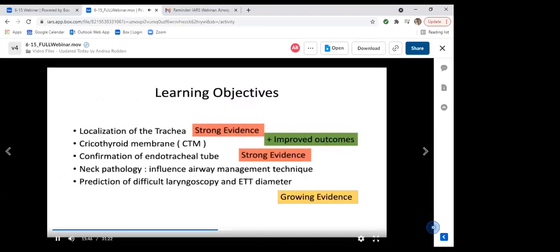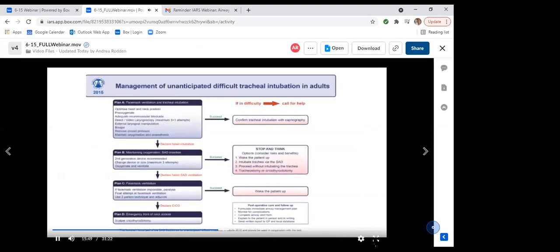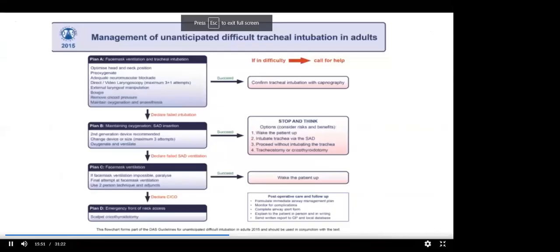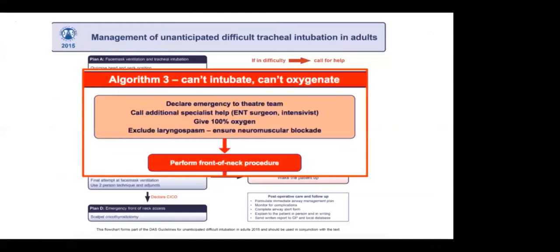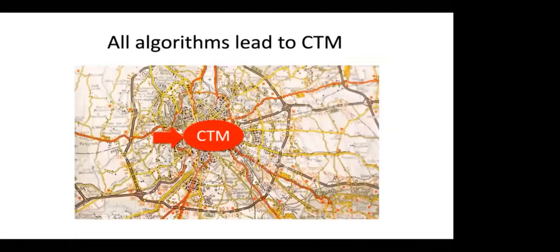As anesthesiologists, one of our worst nightmares is the unanticipated difficult airway, leading to a cannot intubate, cannot oxygenate scenario, and the need to perform front of neck access. All difficult airway algorithms by different societies for cannot intubate, cannot oxygenate situation lead to cricothyrotomy, and success of which is highly dependent on identification of neck landmarks, in particular the cricothyroid membrane.